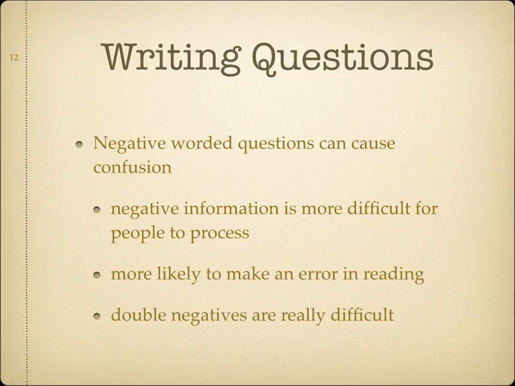Negative wording in questions can cause terrible confusion. Negative information is generally more difficult for people to process. It's more likely to cause an error in reading, and double negatives are especially difficult. Whenever you have a question that has a double negative in it, you've basically put people in a terrible bind about how to think about the question. It causes them to think so hard about it that it increases their doubt about how to respond. And usually it adds error to your measurement, which is almost always a bad thing.